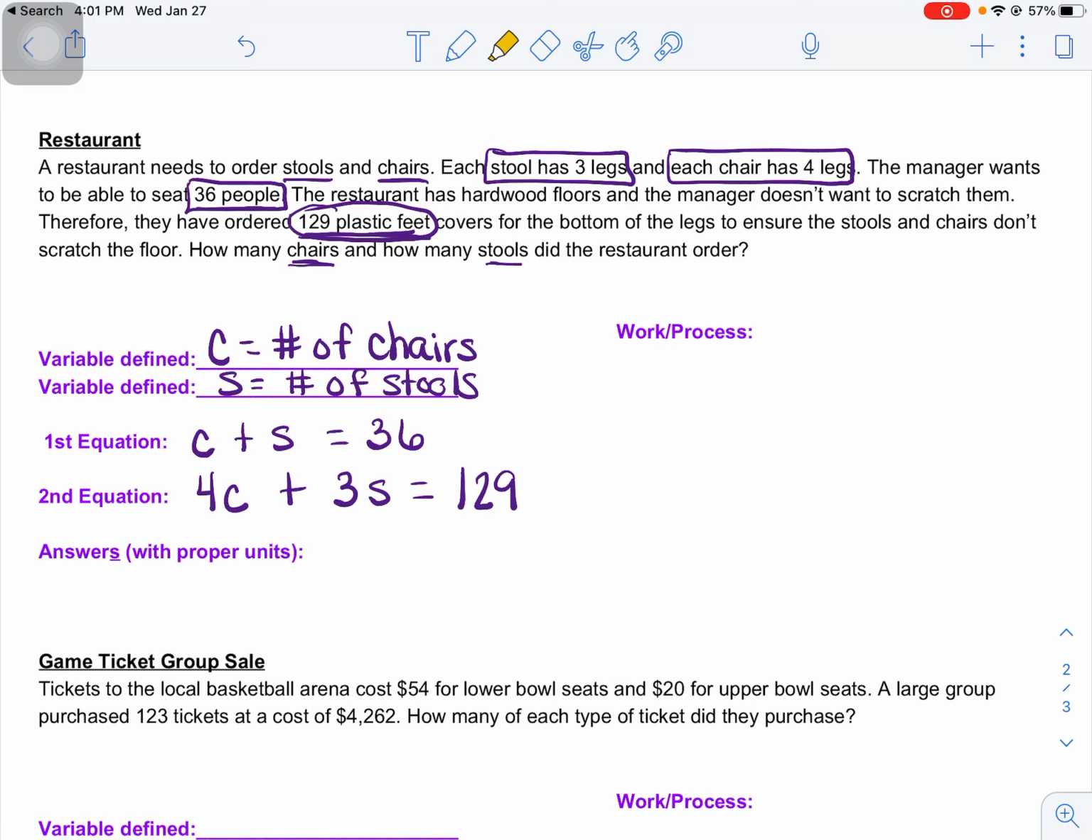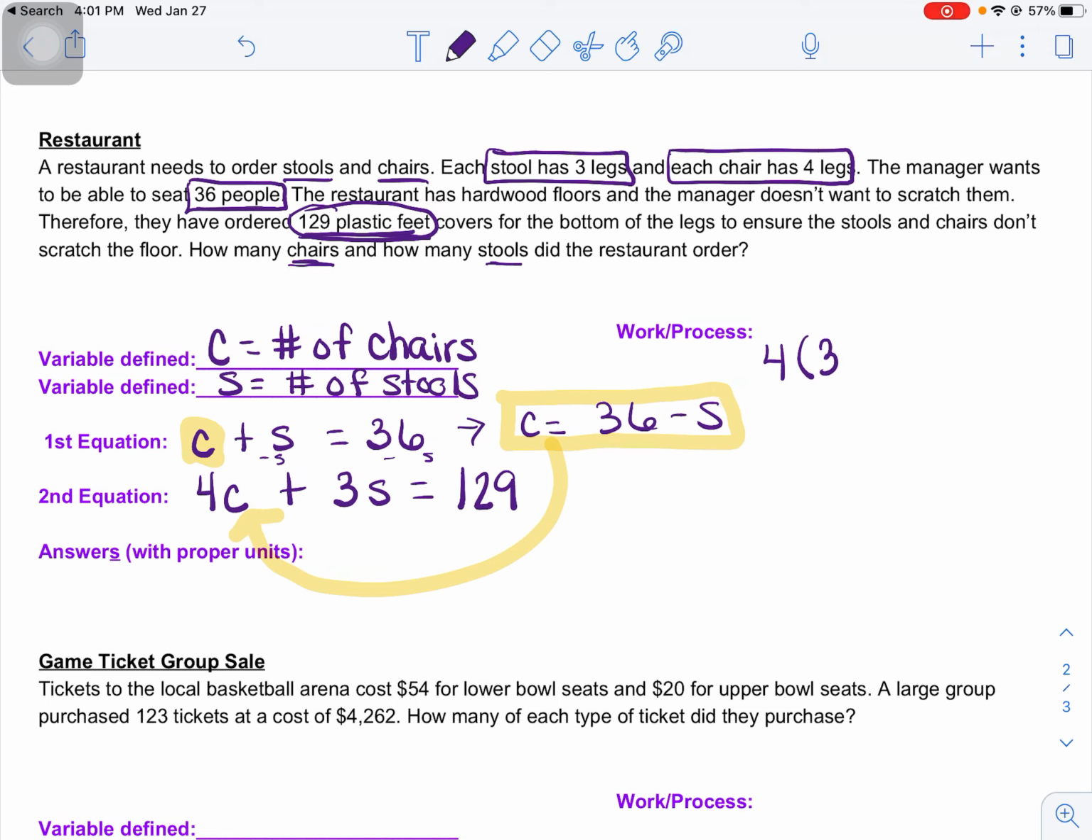Now, we don't have a single variable, so we'll pick one. I'm going to pick C, and I'm going to solve in terms of C. So I'm going to change this equation to be C equals 36 minus S. Now I have something to use for my substitution. So everywhere in the second one that I see C, I'm going to put 36 minus S. So our equation would be 4 times (36 minus S) plus 3S equals 129.